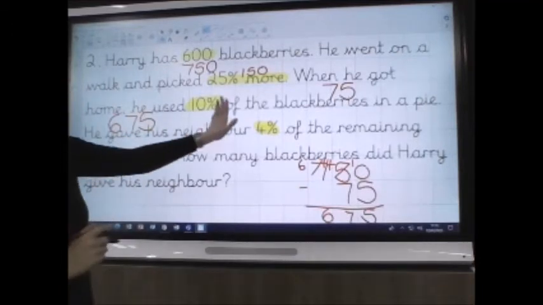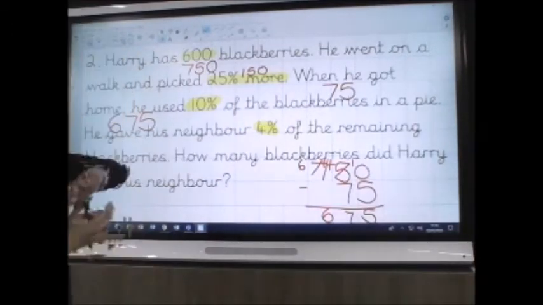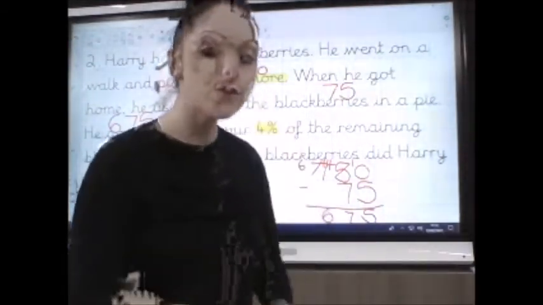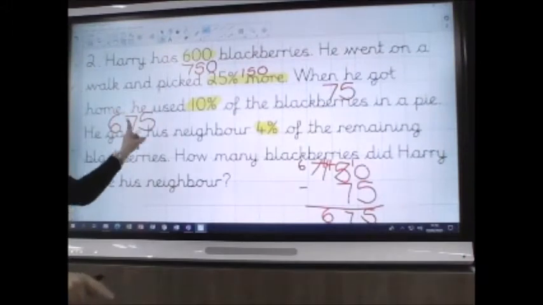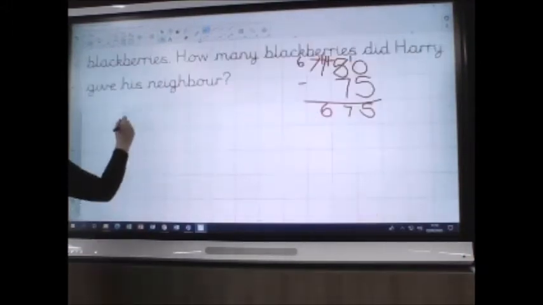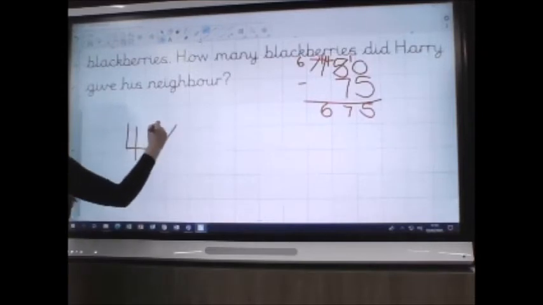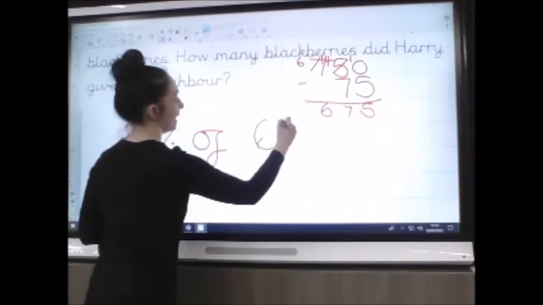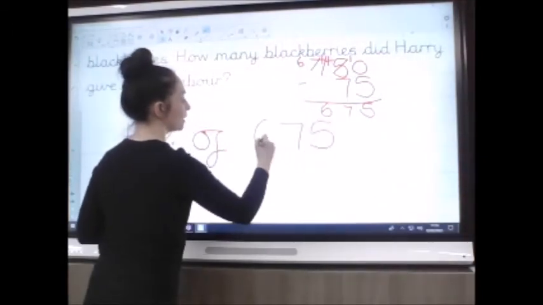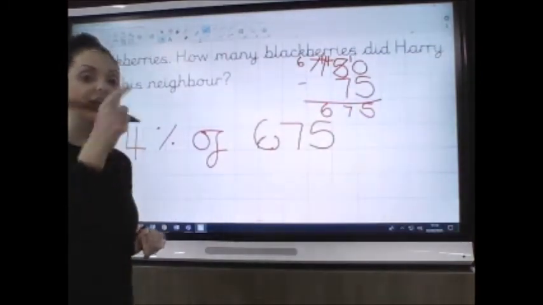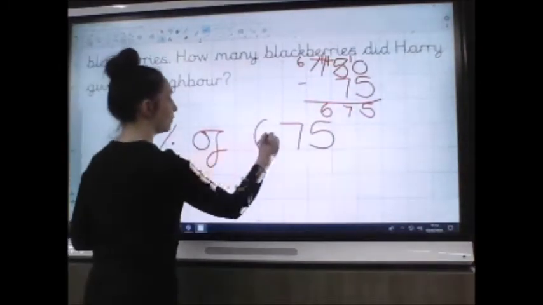He gave his neighbour 4% of the remaining blackberries. So you're going to have to find 4% of this. So you've got 675 and we need 4%. Remember, to find 4%, we could find 1% first and then times it by 4.